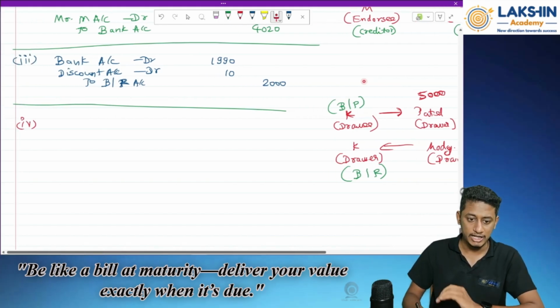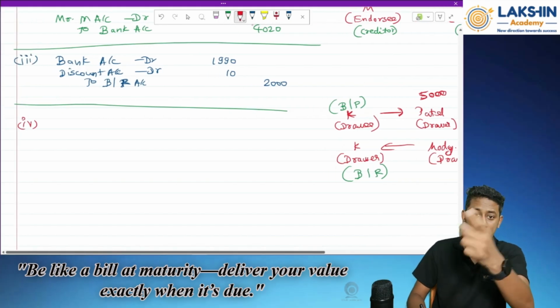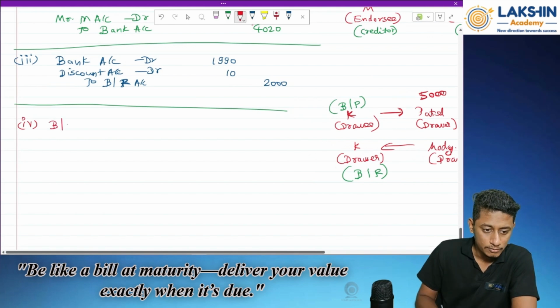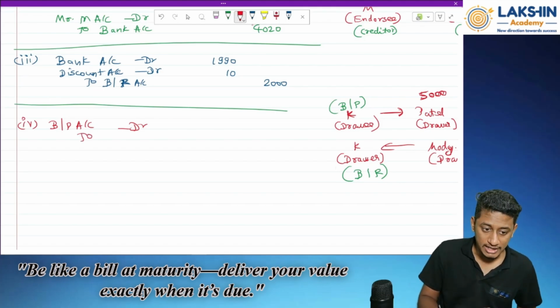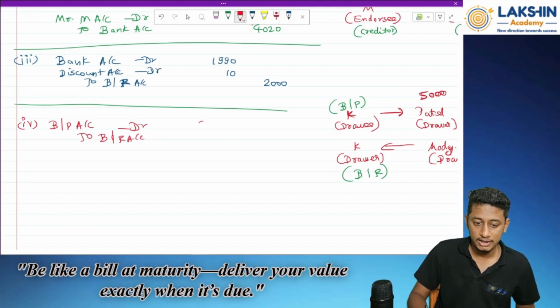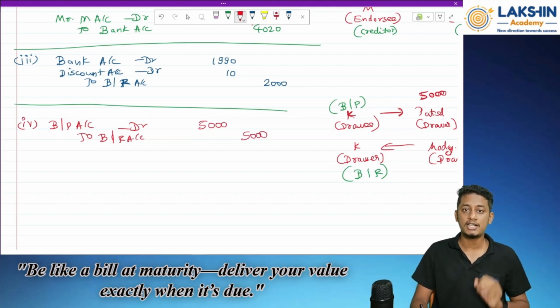So now the entry will be what? To cancel bills payable, I will debit the account. So the bills payable account will be debited. Then the bills receivable account, whatever was there, will also be cancelled by crediting it, for the same amount of rupees 5,000. Clear? This is how you pass the entries.